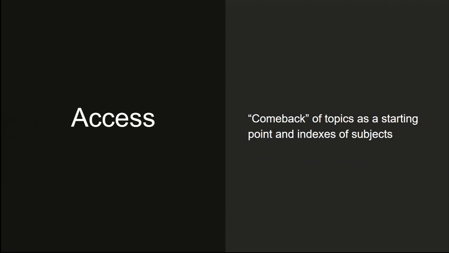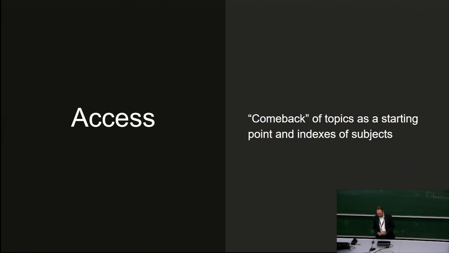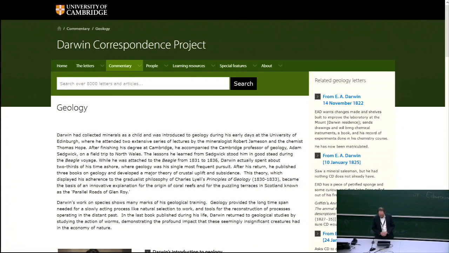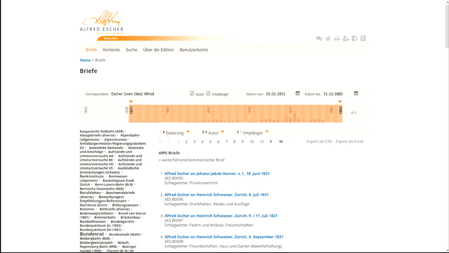According to my observations in the last two decades, printed scholarly editions frequently did not provide an index of subjects. Digital scholarly editions thus offer more and more indexes of subjects or a couple of topics as an access to the correspondence corpus. We see this, for example, at the Darwin Correspondence Project, where we have, besides others, the topic geology, where related letters are displayed on the right side. The Alfred Escher Brief Edition provides keywords as a prominent option in their faceted search. You see it on the left side.